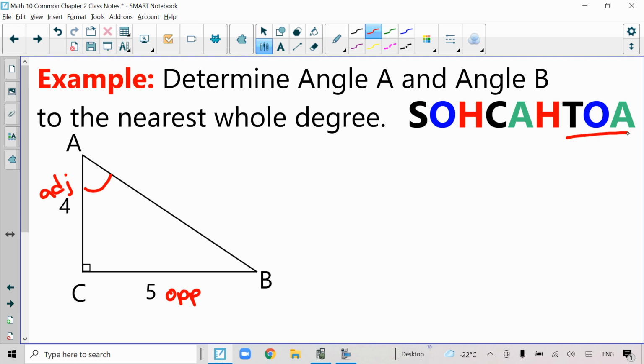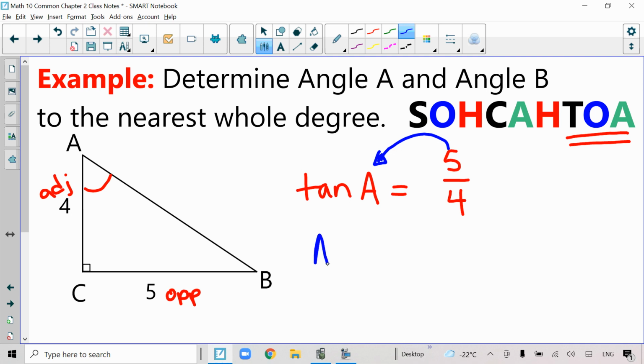So what uses opposites and adjacents? Well, that's tangent. So let's enter this in. Tangent, we don't know the angle, so tangent of angle A is opposite divided by adjacent. Now, since we want the angle, we need to go backwards. We want the angle. That's when we use tan inverse. So I know that angle A is going to be the tan inverse of 5/4.